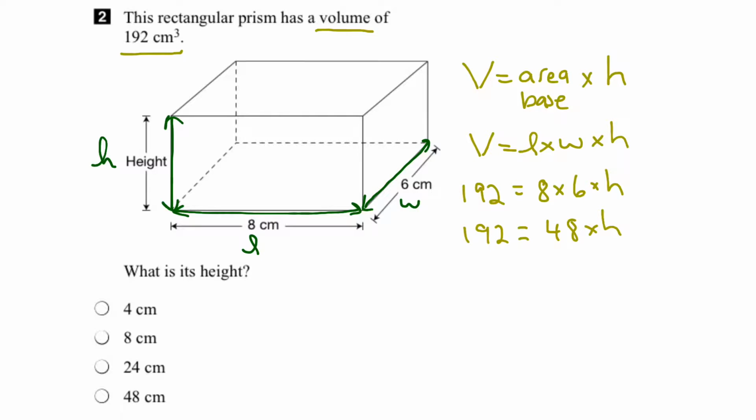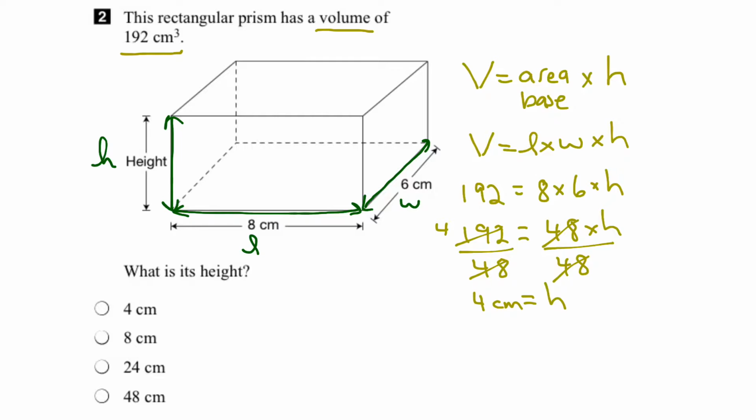Now what we want to do is isolate h so we can divide both sides by 48. And when we do that, 48 goes into itself once, and 48 goes into 192 4 times. So we end up with 4 equals h. And because height is a measurement of distance in one dimension, what we actually can say here is that it's 4 centimeters.